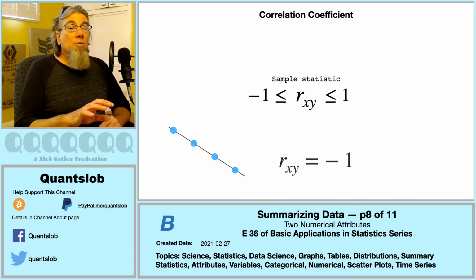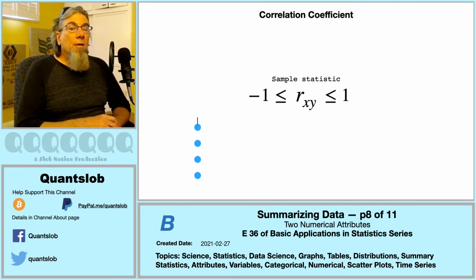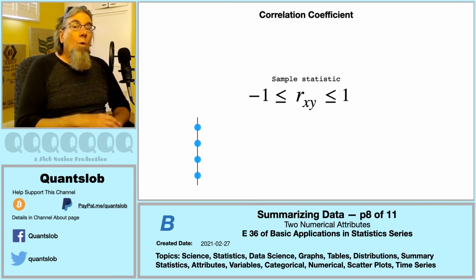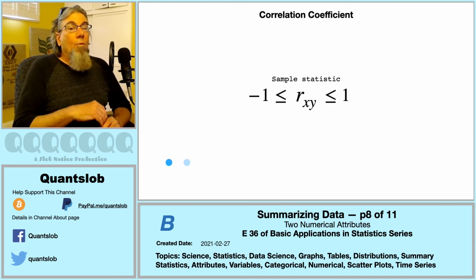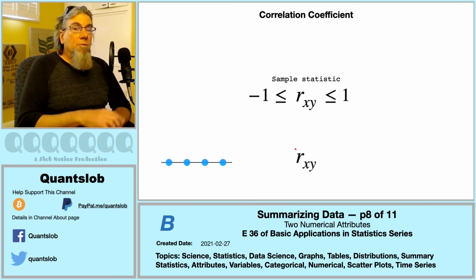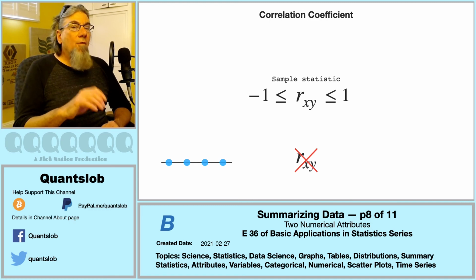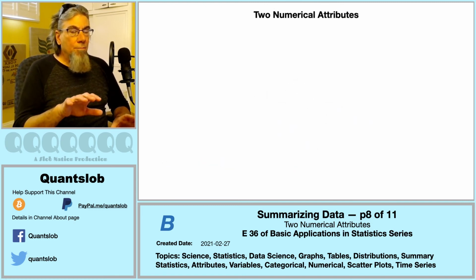Now, there are a couple special cases we want to be aware of. If all the points lie on the same vertical line, which implies, by the way, that all the values of x are the same here, or if all the points lie on the same horizontal line, which means, of course, that all the y values are the same, this means that our correlation coefficient is undefined. It's a division by 0 type thing.